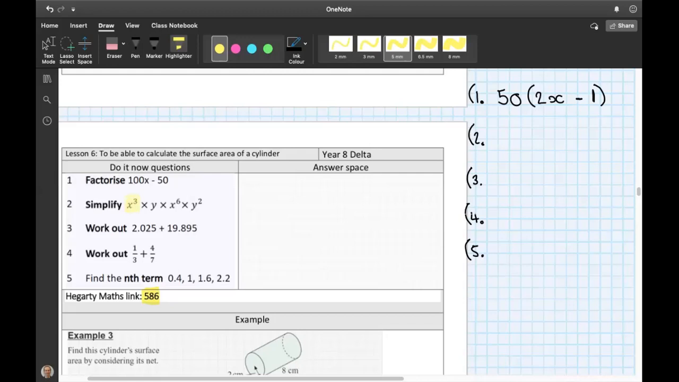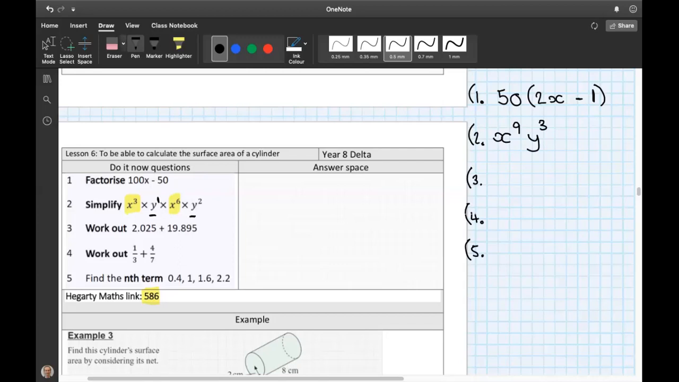Number 2, we're simplifying this expression. Going to have a look at my x's first. We've got the same base x, we're multiplying them, so we need to add our powers together. 3 add 6, that will give us 9. Let's have a look at our y's now. Y on its own is the same as y to the power of 1, and we're multiplying that by y to the power of 2, so we need to add the powers together again. 1 add 2 will give you 3.